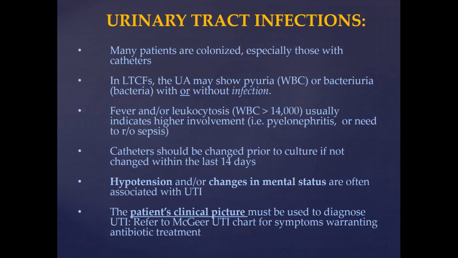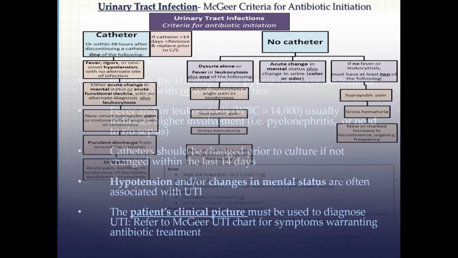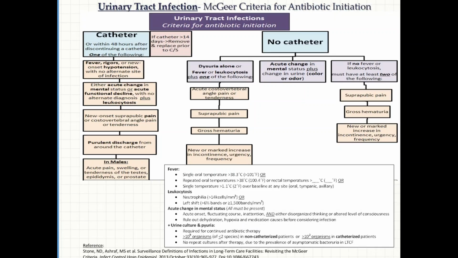Fever and/or leukocytosis, white blood cells greater than 14,000, usually indicates higher involvement, such as pyelonephritis, bacteremia, or the need to rule out sepsis. The catheter should be changed prior to the culture, if not changed within the last 14 days. And hypotension and/or changes in mental status are more associated with UTIs than other infections. And so the patient's clinical picture must be used to diagnose a UTI.